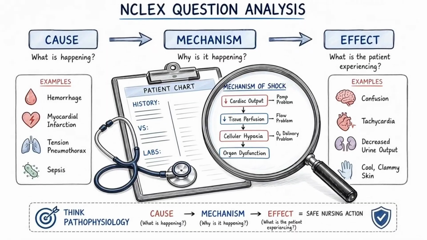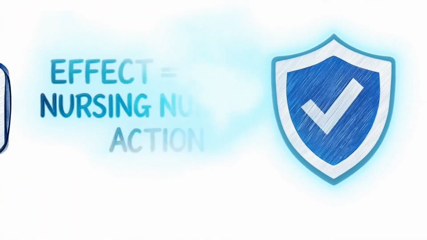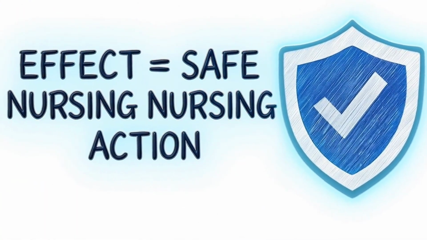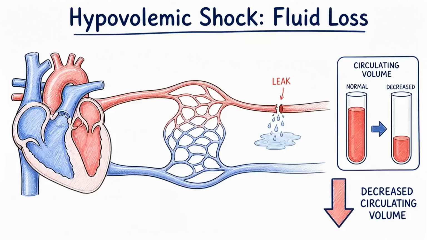The secret to answering NCLEX shock questions correctly is identifying the underlying cause. Understanding the mechanism is your first step. We will break down 4 major types of shock: hypovolemic, cardiogenic, septic, and anaphylactic. Let us begin with hypovolemic shock.